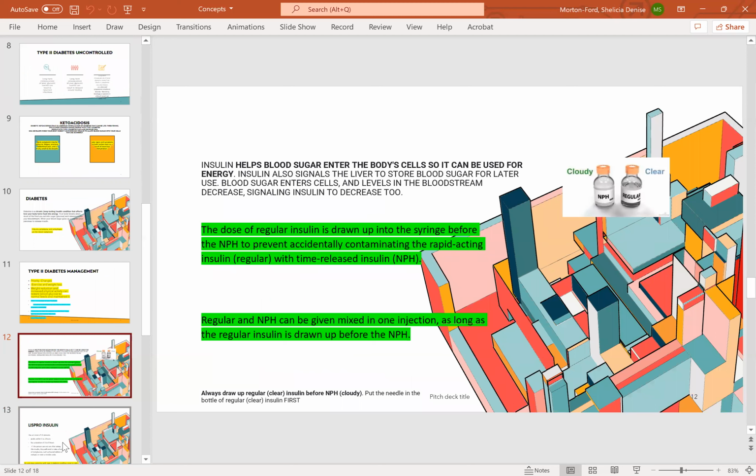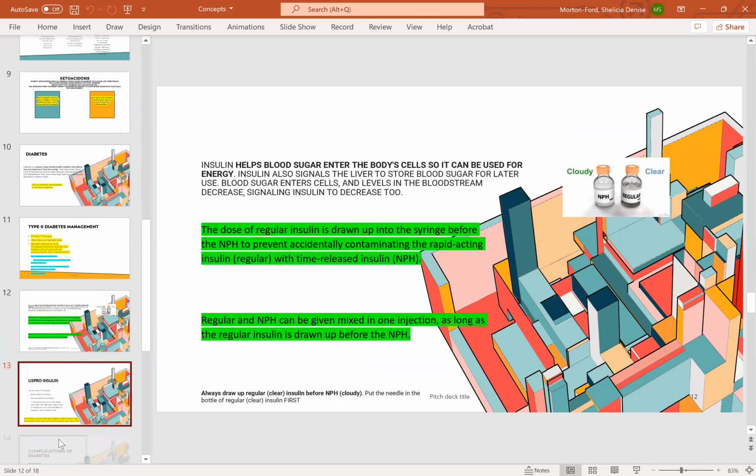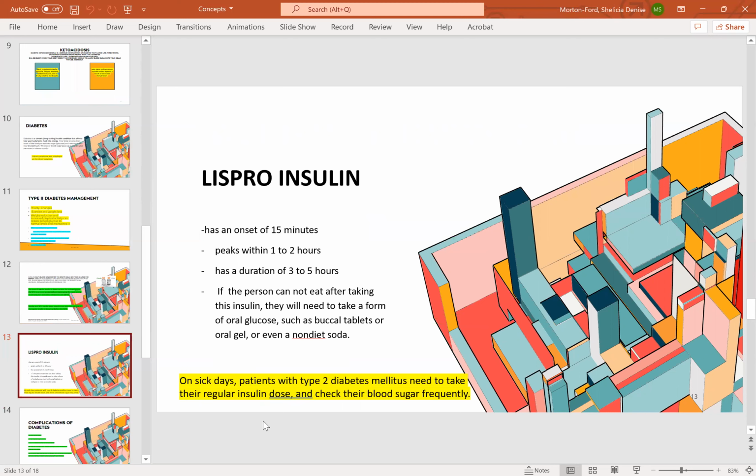So we know we're drawing up insulin. We want to draw clear before cloudy. Insulin helps blood sugars enter the body cells so they can be used for energy. Even on sick days, the patient with diabetes needs to take their regular insulin, but they also need to know that they need to check their blood sugar more frequently.